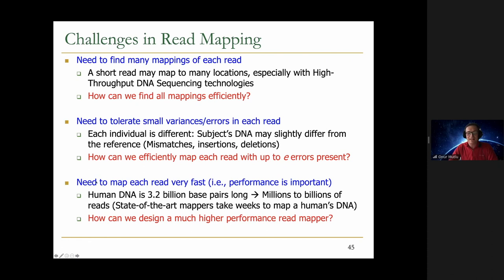And then finally, you need to map each read very fast. Of course, performance is important. You have millions to billions of reads, especially because you need to have high coverage. And state-of-the-art mappers can take weeks to map a human's DNA. This is an old slide, by the way.